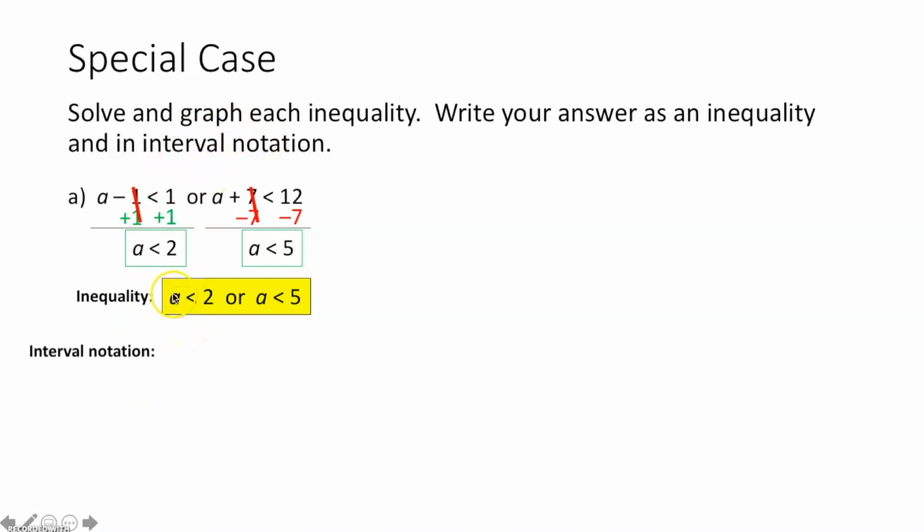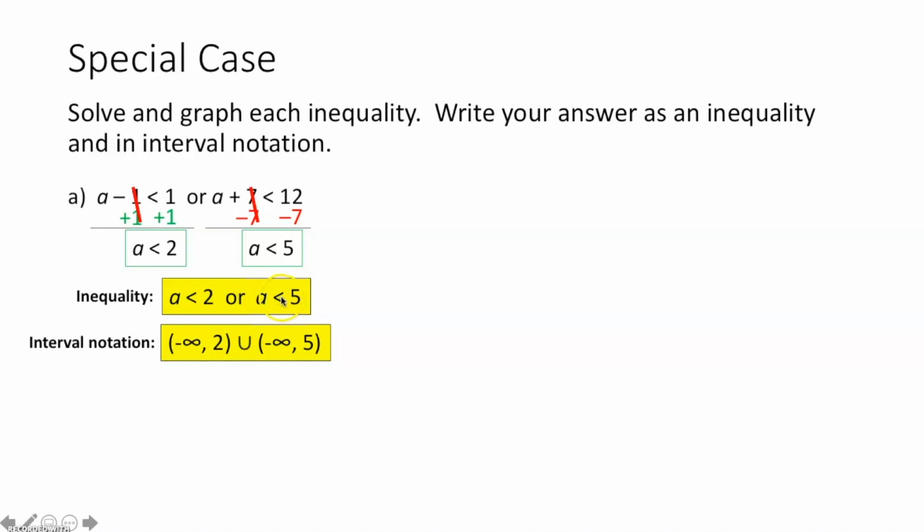So for this first one, it's going to be a is less than 2. So I want all the numbers less than 2. So 1, 0, negative 1, negative 2, all the way to negative infinity. So I'm going to put parenthesis and then negative infinity, comma 2. And then since 2 doesn't have an equal sign right here under the inequality symbol, I'm going to put a parenthesis again. Then I'm going to put an or. I put a U for my union symbol.